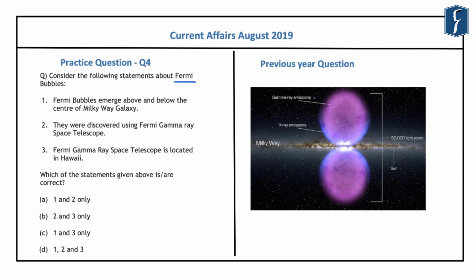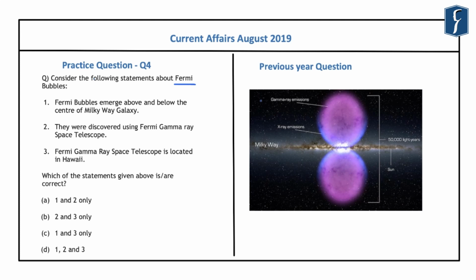Now, this question related to the Fermi bubbles has been created because the astronomers which are working on the Fermi Gamma Ray Space Telescope have announced that they have observed the Fermi bubbles around the galaxy, that is the Milky Way galaxy in which we live. And this is one of the path-breaking observations which has been done by this Fermi Gamma Ray telescope. So this question reads, consider the following statements about the Fermi bubbles. First is that the Fermi bubbles emerge above and below the center of the Milky Way galaxy. Second is that they are discovered using Fermi Gamma Ray Space Telescope. And third is that the Fermi Gamma Ray Space Telescope is located in Hawaii.